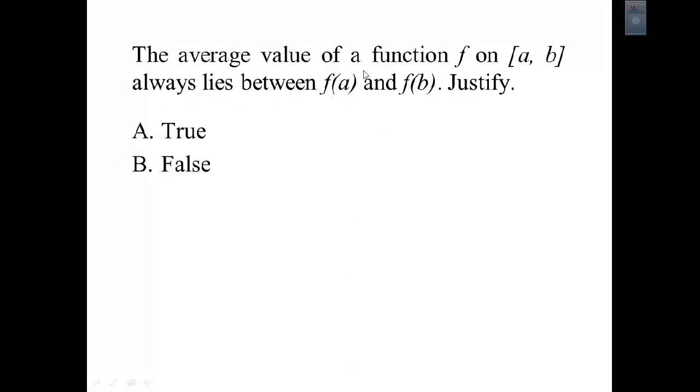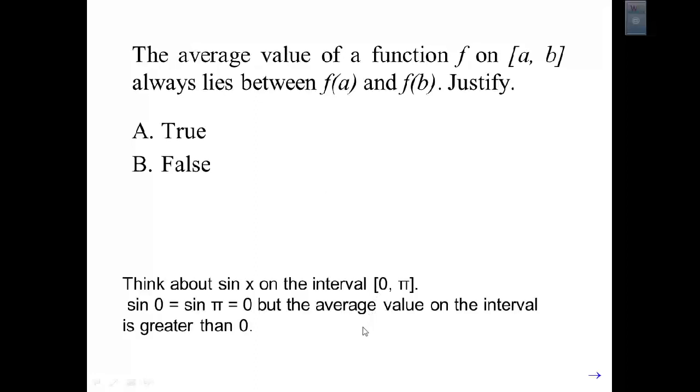All right, the average value of a function f on a to b always lies between f of a and f of b. Well, think about sine x on the interval from 0 to pi. Sine 0 equals sine pi, which is equal to 0, but the average value on the interval is greater than 0. So it's not always going to fall in between the two y values. So that's false.